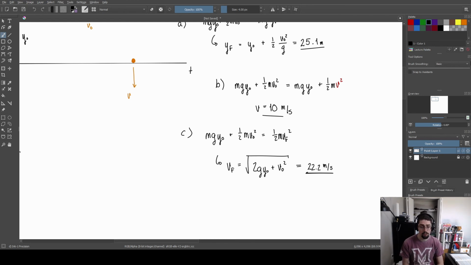Oftentimes, we are going to find energy is a fantastic tool. It works very quickly. It does a very good job. But we already have to have a good grasp on our kinematics, what we expect to happen in the motion of the object, before we can properly use energy.